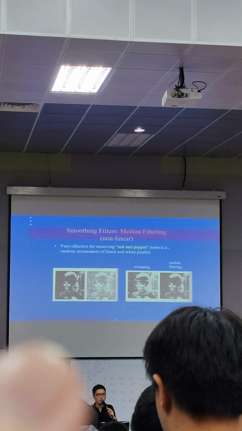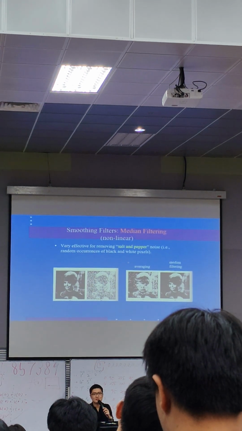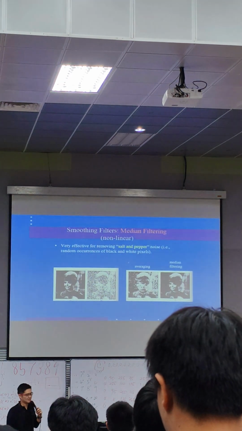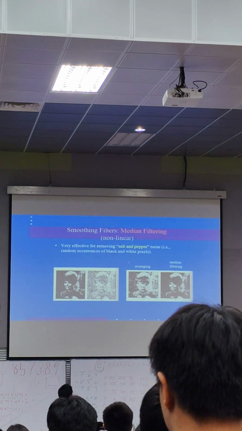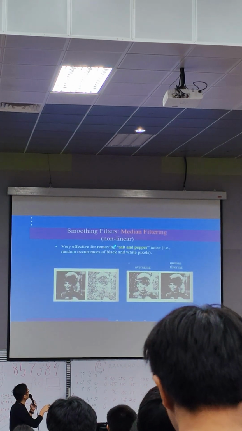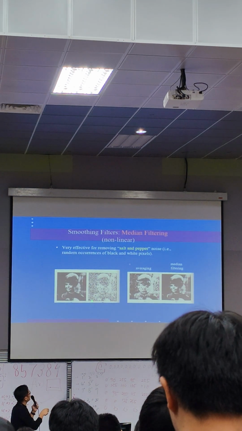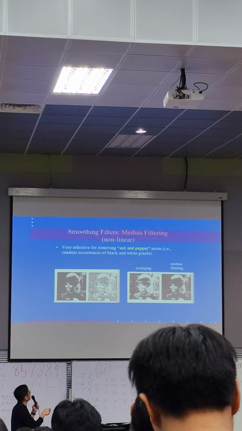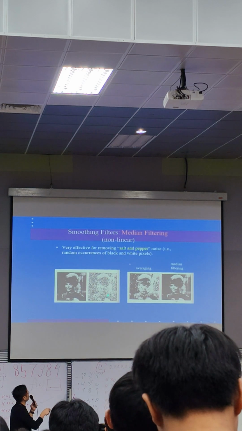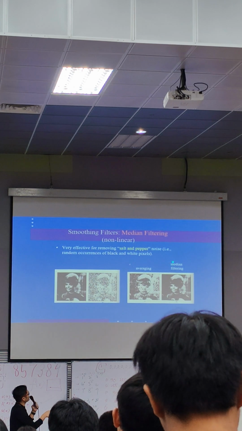Looking at the median filtering, what is the use case of median filtering? It is super good for images which are suffering from salt and pepper noise. What is salt and pepper? Salt, garam, is white color. Pepper is black. So if the image has some random occurrence of black and also white pixels, that image is suffering from salt and pepper noise. For this, we can use median filtering.